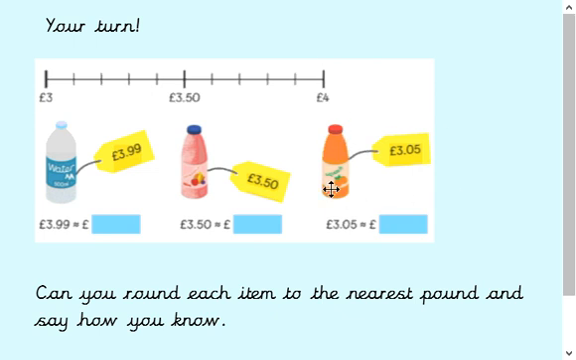The final bottle is £3.05. And if I wanted to put that onto the number line, I know it's going to be around about here. It's halfway from £3 to £3.10. Looking at where my cursor is, you can see clearly that rounded to the nearest whole pound, this bottle would be £3 and not £4.